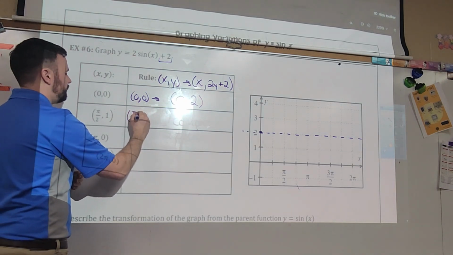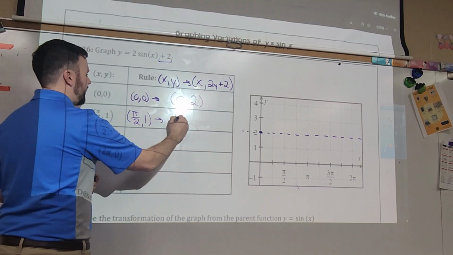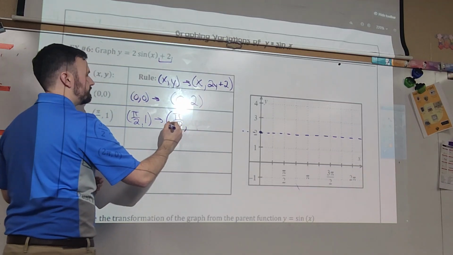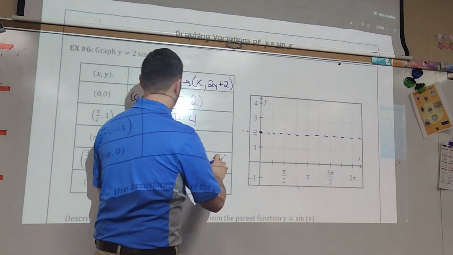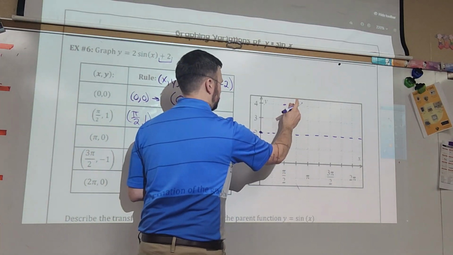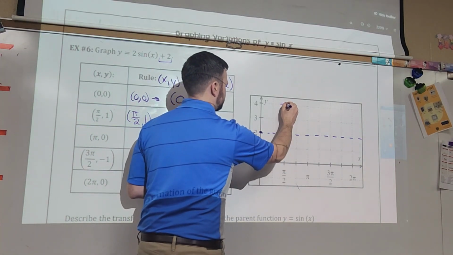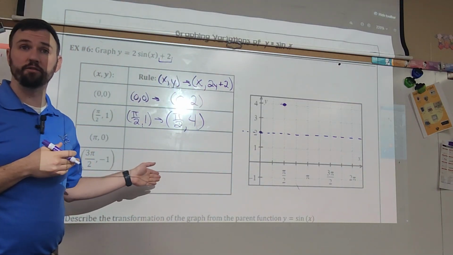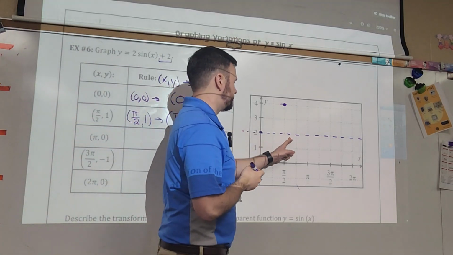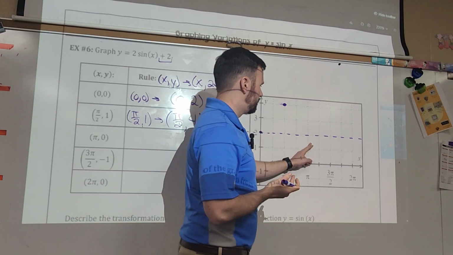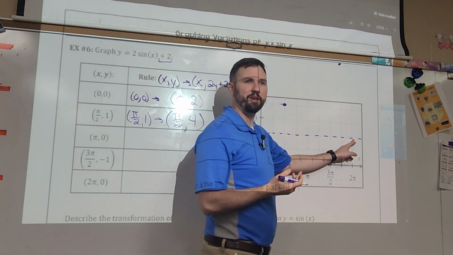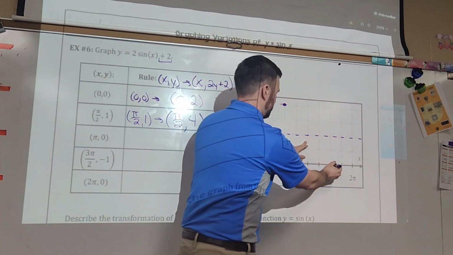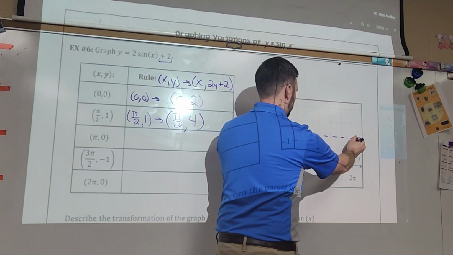So what's going to happen to pi over 2? The pi over 2 stays. What's 2 times 1 plus 2? 4. So I have pi over 2, 4. Yeah, that's right. So right away, once I get this pattern, could I actually graph it without even writing these points? Because what do I have next? A 0, a min, a 0. Because this distance is going to be 2. So I would be 0, min, 0. Does that make sense?